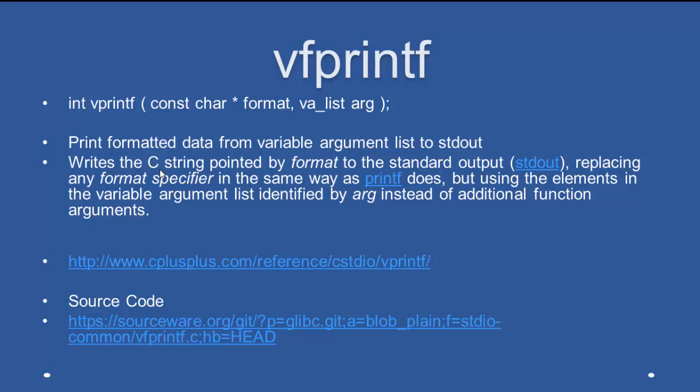It writes the C string pointed to by format to the standard output, replacing any format specifiers in the same way that printf does, but using the elements in the variable argument list identified by arg instead of additional function arguments. If you want to learn more about this, you can go to cplusplus.com, standard I/O, and then vprintf. You can check out the source code of vprintf on the website here.